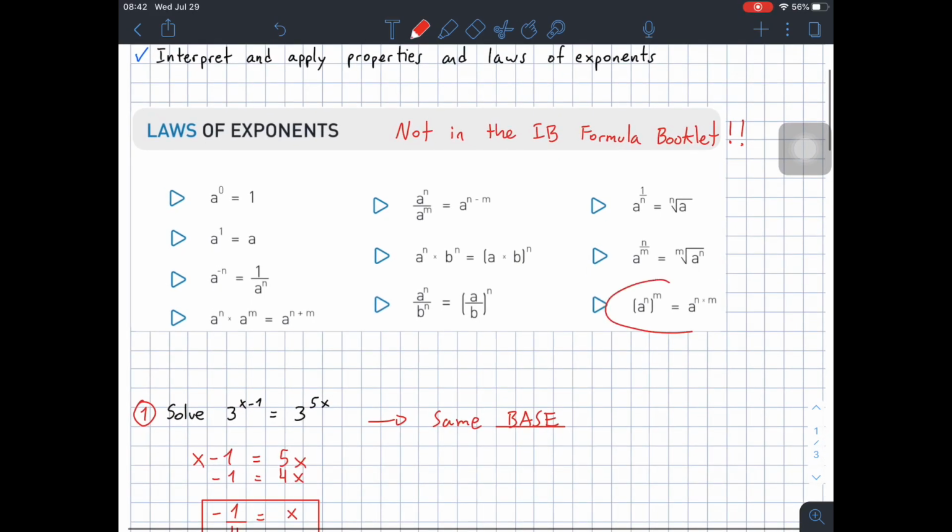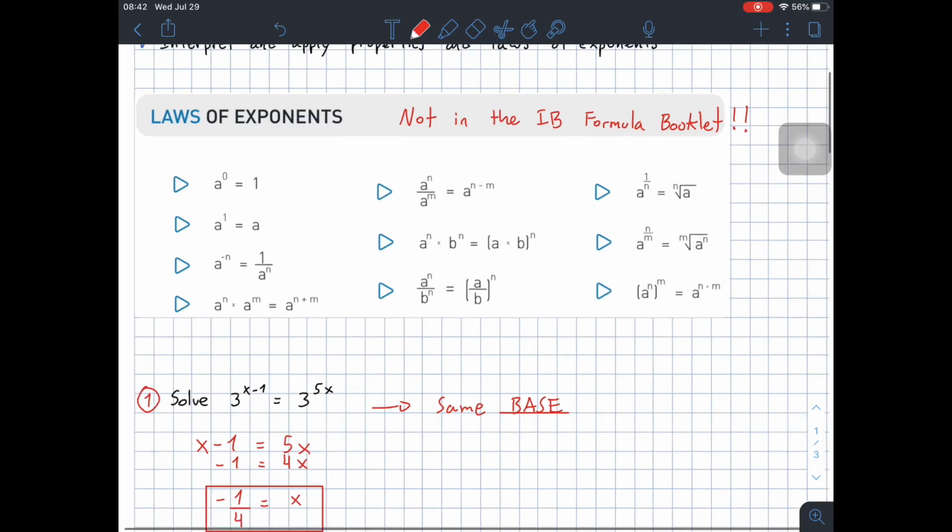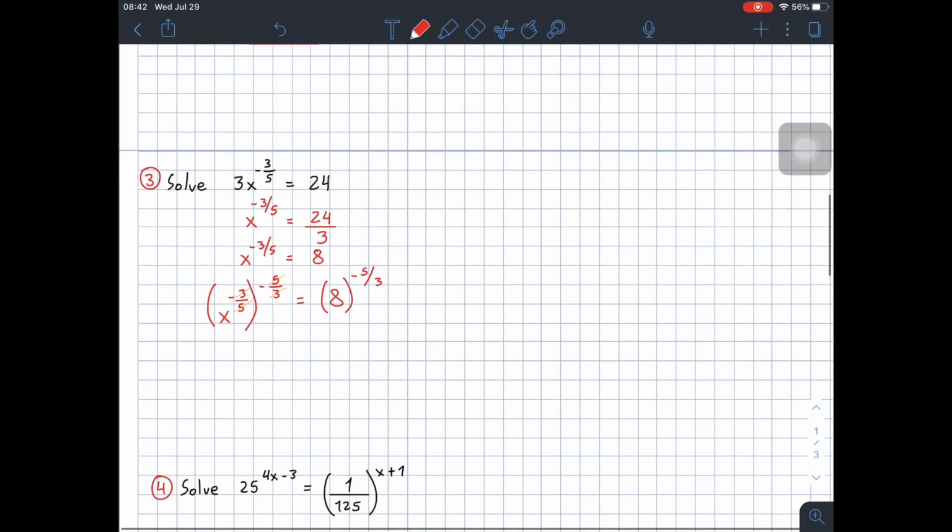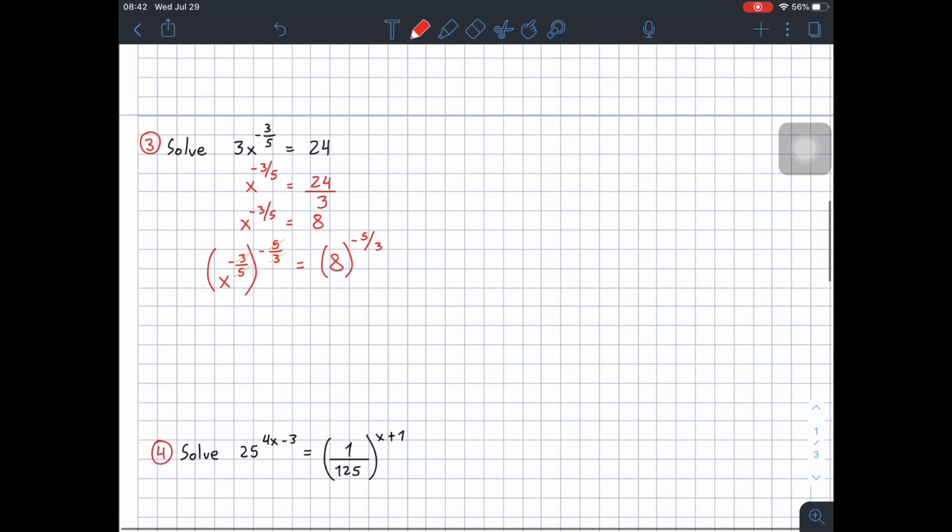Here, this one, the last one. A to the power of n to the power of m is equal to a to the power of n times m. That's the one I am applying here. I'm multiplying these two exponents and they simplify and we get x to the power of 1. That means that x to the power of 1 is equal to 8 to the power of negative 5 over 3, right? But this is not in its simplest version yet.